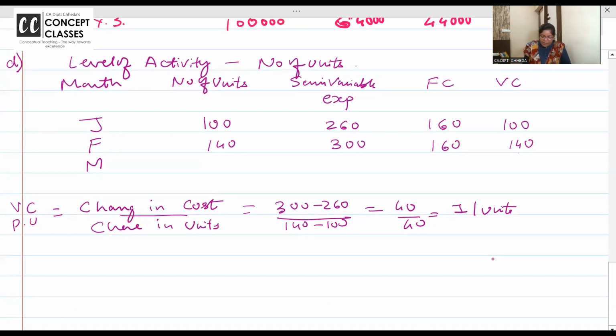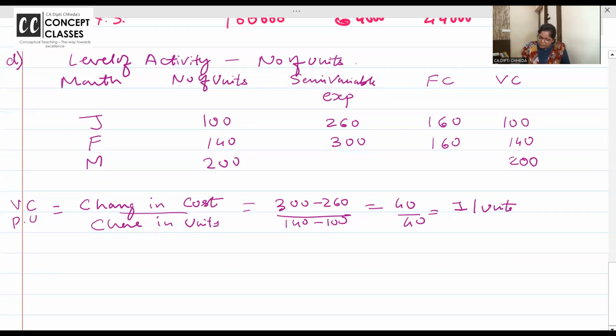And you can make it. If in March I produce 200 units, what will be my variable cost? 200. What will be my fixed cost? 160. What will be my total cost? 360. This is our answer. So can we make budgeting, operating costing, cost sheet and overhead? Can we use this technique?